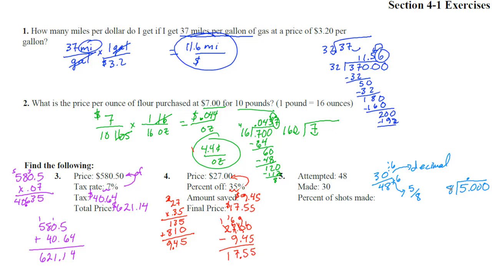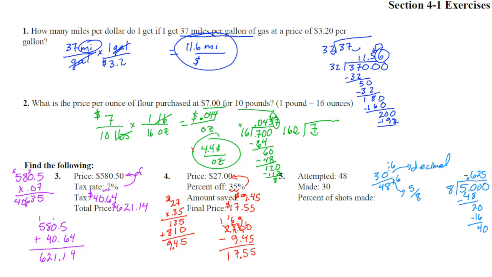There's the decimal. 8 goes into 50. That's 6 times. 6 times 8 is 48. Subtract, we get 2. Drop down the 0. 8 goes into 20 twice. 2 times 8 is 16. Subtract, we get a 4. Drop down the 0. 8 goes into 40 5 times, so we're at 0.625, which, now that's a decimal.